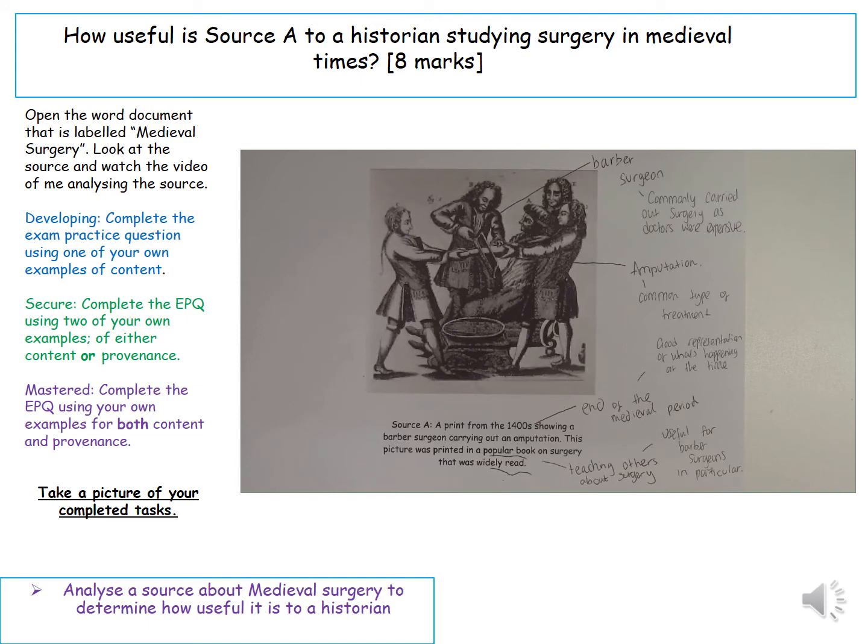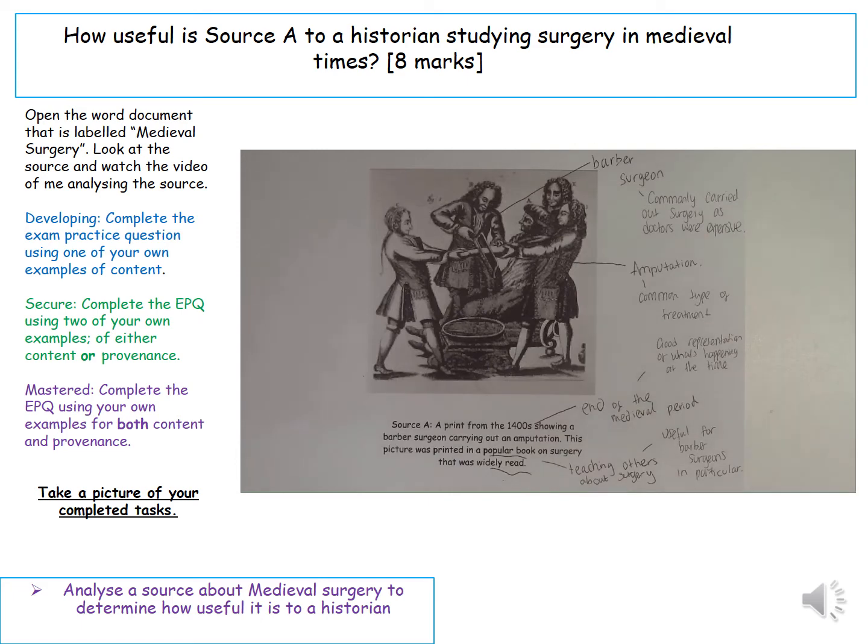Now that we've analysed the source, we need to start thinking about constructing our answer. Now the source question is out 8 marks, so we need to write 2 peel paragraphs. Paragraph 1 is going to be looking at the content of the source. What can you actually see in the picture? Paragraph 2 is going to be about the provenance of the source, where it's from, the origin, and its purpose.